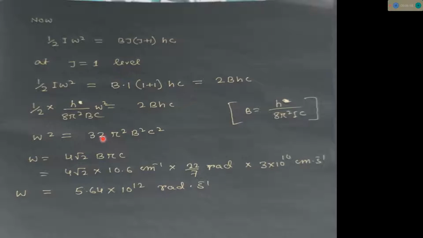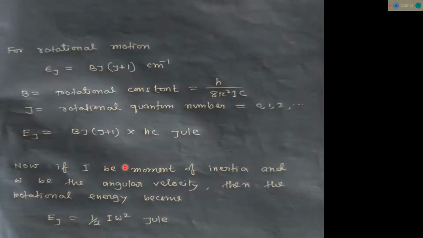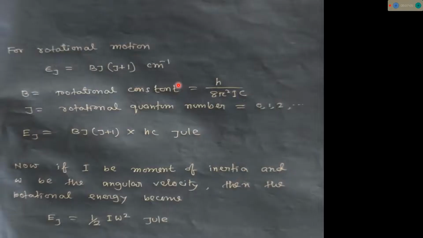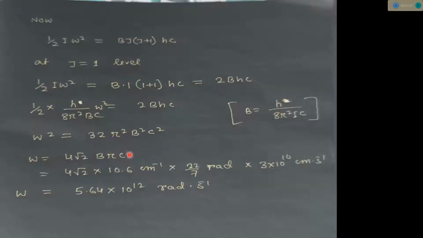Now omega square becomes 32. If we multiply this, pi square B square C square, so omega becomes 4 root 2 B pi C. Now we have to put the value of B. See, the value of B is given in centimeter inverse, so we have to put the value in centimeter inverse.